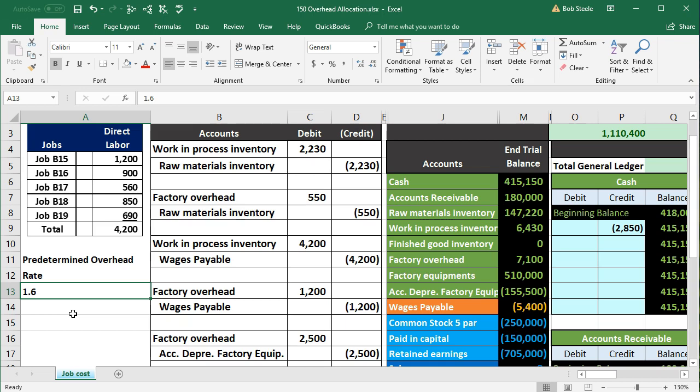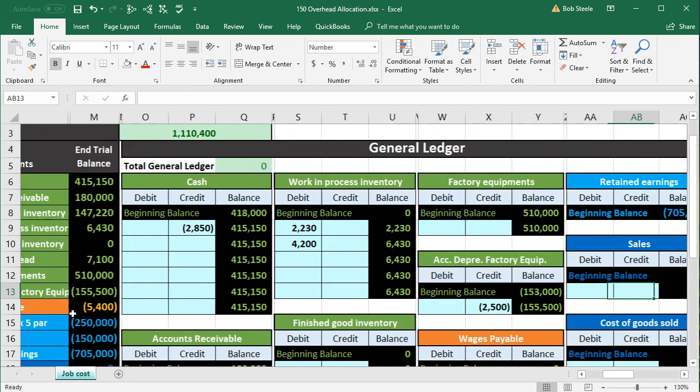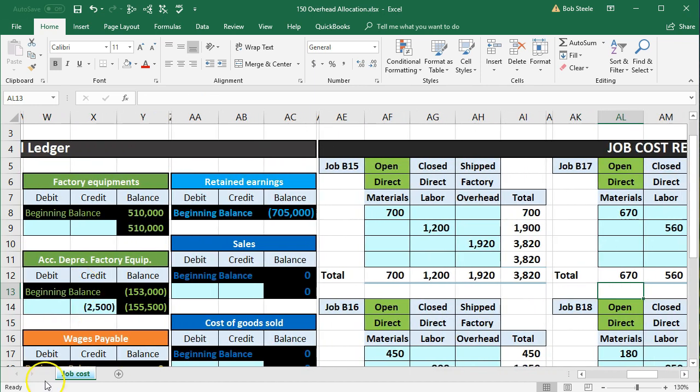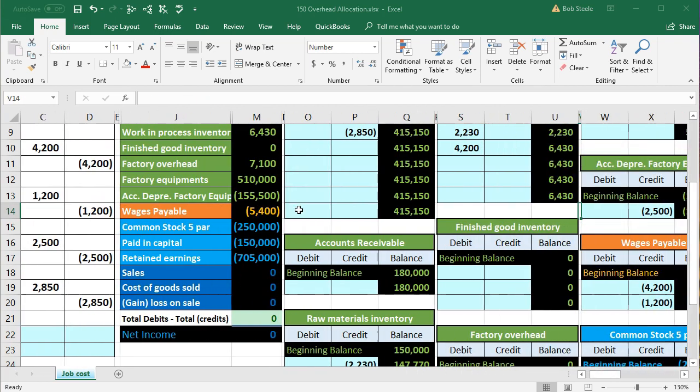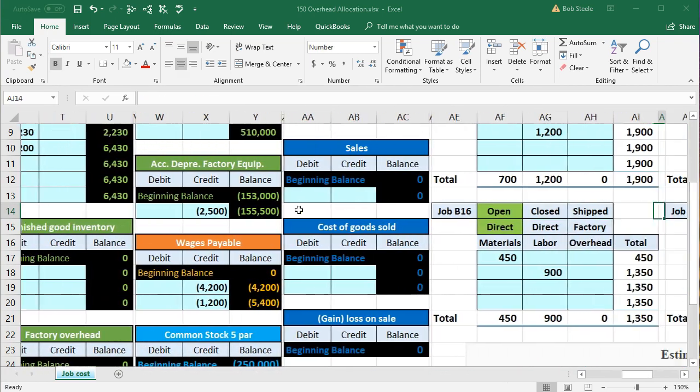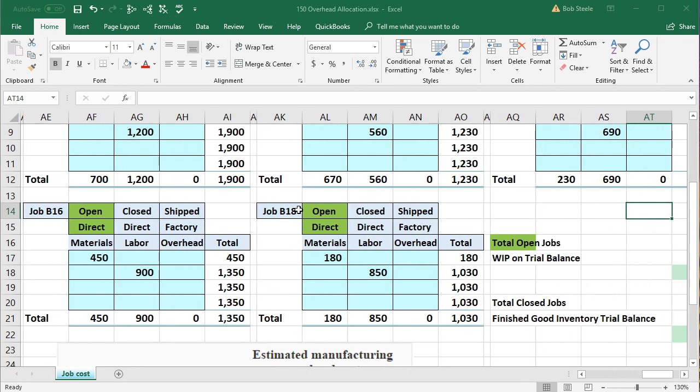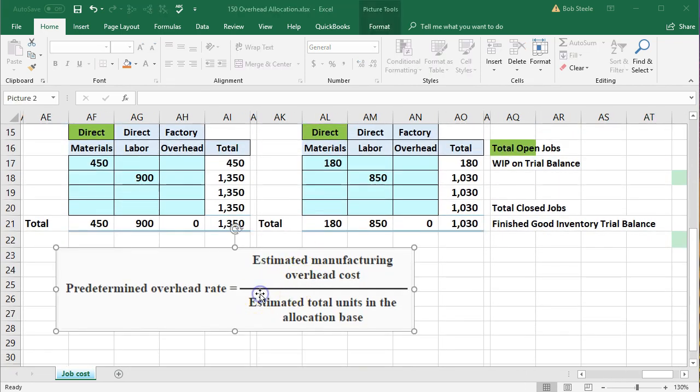So now once we have that, it becomes pretty easy to apply this out. It's still a little bit more difficult to explain, so we'll go over to the job cost sheets. We'll scroll over to our job cost sheets and apply this out per job, and hopefully this will make more sense as we do so. Here's our job cost sheets, and here's our formula for the predetermined overhead rate. It's the estimated manufacturing overhead cost divided by the estimated total units in the allocation base.